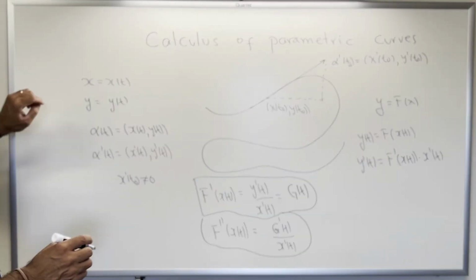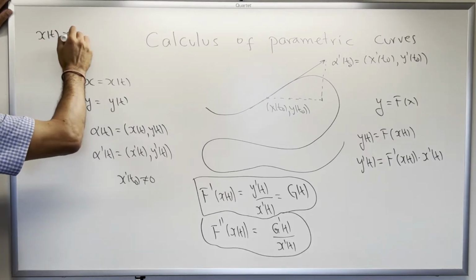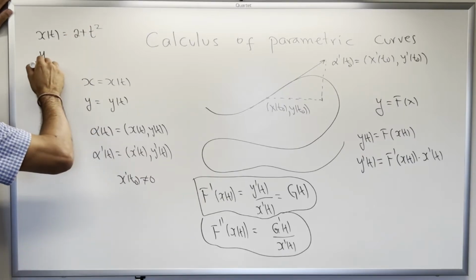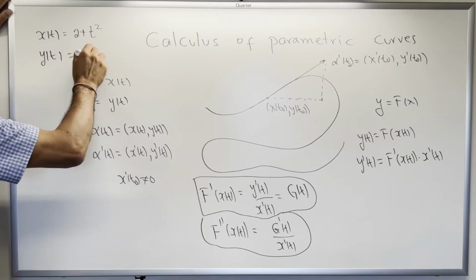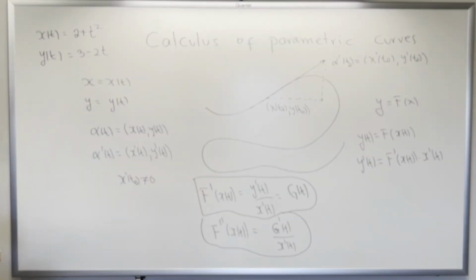Let's do an example. Let's suppose that x of t is 2 plus t squared and y of t is 3 minus 2t. If we solve for t, we can see that t is (3 minus y) over 2, and if we replace, we notice that x is something in terms of y squared. That means that this is going to be a parabola that opens to the left. But let's compute the first and second derivative.